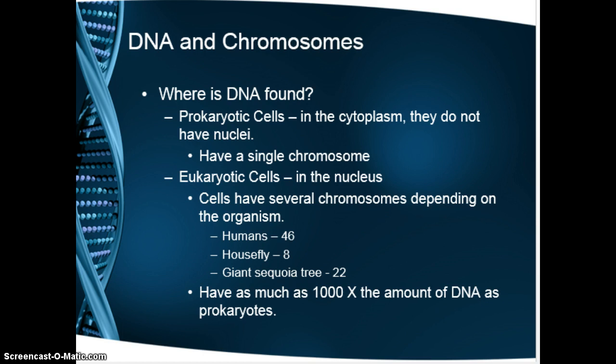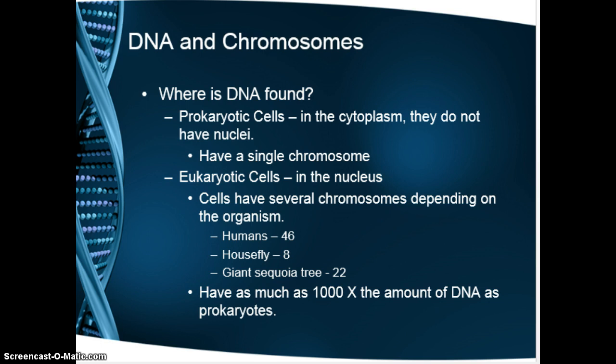Where is DNA found? Well, reminder, the difference between our prokaryote cells and our eukaryotic cells. Prokaryotic cells, it's just going to be found in the cytoplasm because they don't have the nucleus, and they're going to have a single chromosome, while eukaryotic cells are going to have a nucleus, and that's where the DNA is going to be found. Cells have several chromosomes depending on the type of organism. Reminder, humans have 46 chromosomes, while a housefly has 8, and a giant sequoia tree can have 22.